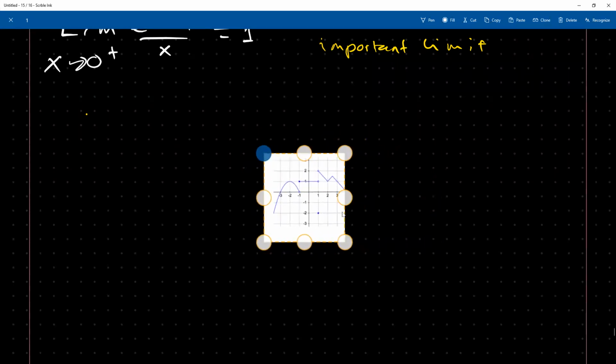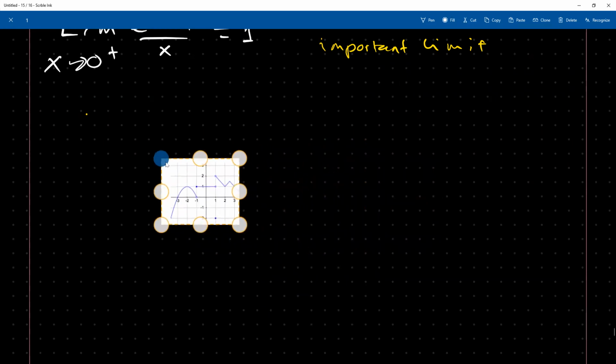I always forget how to make this bigger. I know you can make it bigger.